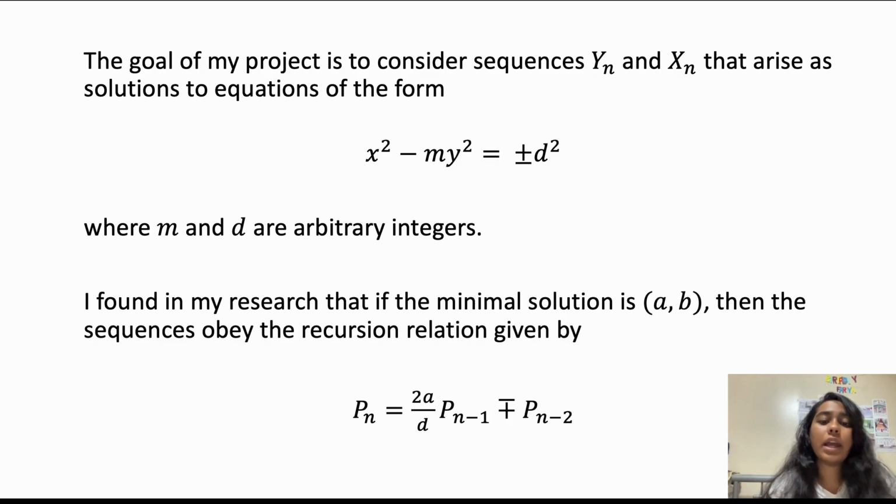When we have any equation, we can plug in the minimal solution a and b, and we can compute the recursion relationship for x squared minus m y squared equals plus or minus d squared. The recursion relationship for the more general case is p of n equals 2a over d times p of n minus 1, minus or plus p of n minus 2.